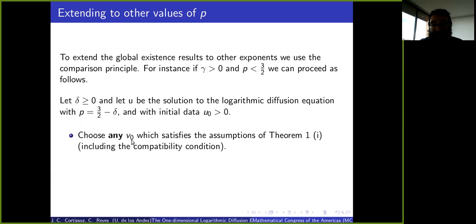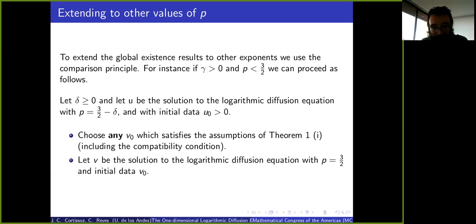Now choose any v naught that satisfies the assumptions of theorem one, part one. What does it mean? The function I'm going to compare u to is going to be a solution to the logarithmic diffusion equation, but now with exponent 3/2. And also I'm going to ask that the second derivative of the logarithm of v naught is positive in this case. So v naught satisfies the assumptions that it has to satisfy in the first theorem I showed you in the slides. And I take the solution to the logarithmic diffusion equation with p equals 3/2. So 3/2 minus delta is p for u, but v satisfies the logarithmic diffusion equation with p equals 3/2.